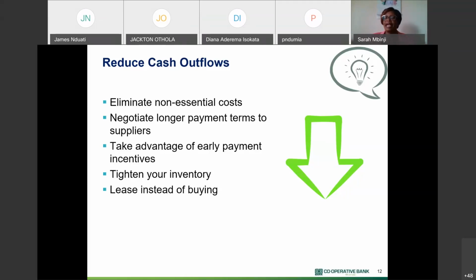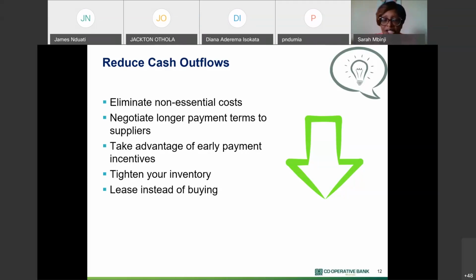And then take advantage of early payment initiatives. Restructuring. Last year we talked a lot about restructuring. But when money begins to flow into your business, also take advantage of that and accelerate your repayments. Why? At the end of the day, you will have paid less, and you'll have saved some coins. And then tighten your inventory.